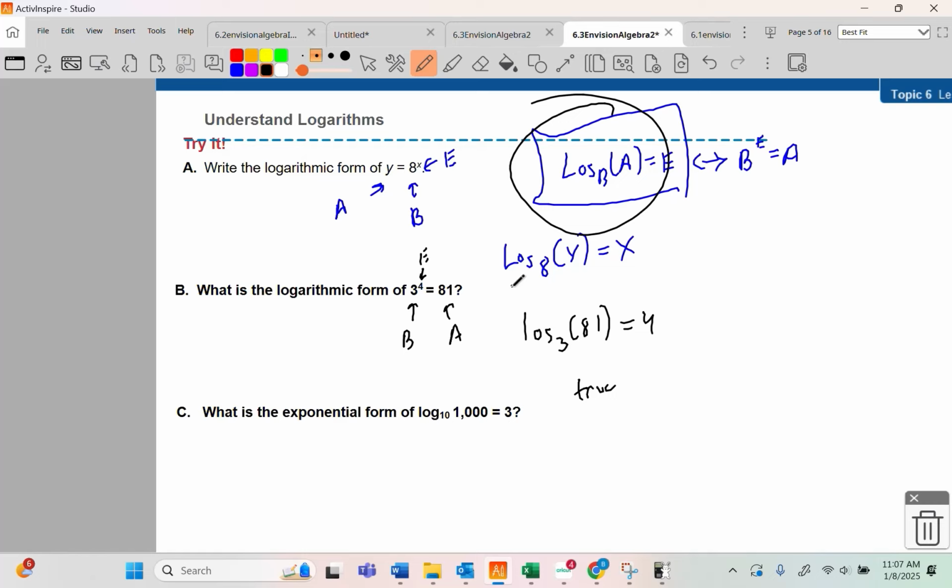All right, what is the exponential form of a log whose base is 10, whose argument is 1,000, and it equals 3? So this is always your base. This is your argument. And this would be the exponent. All right, spell base. So the base is 10, the exponent is 3, and it equals 1,000. And by the way, this is true because 10 cubed is 1,000. When you first start writing these things, a lot of these you can just check for truth.